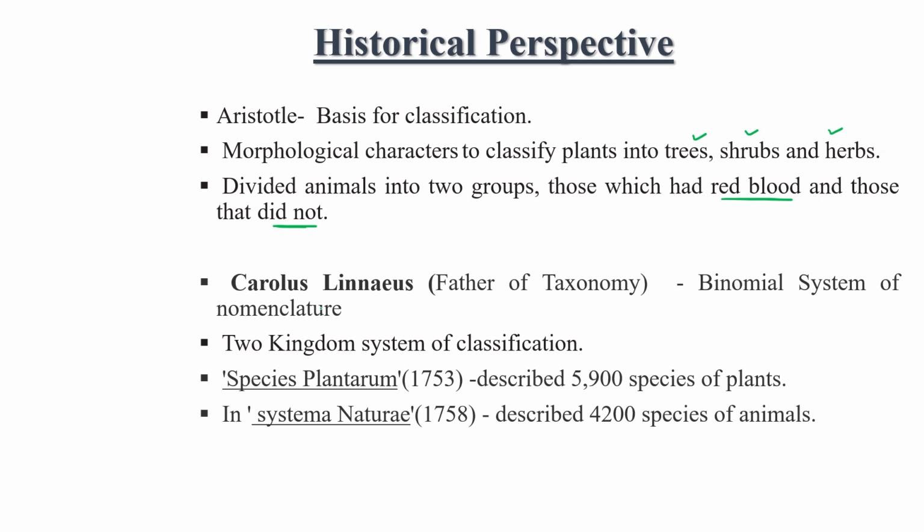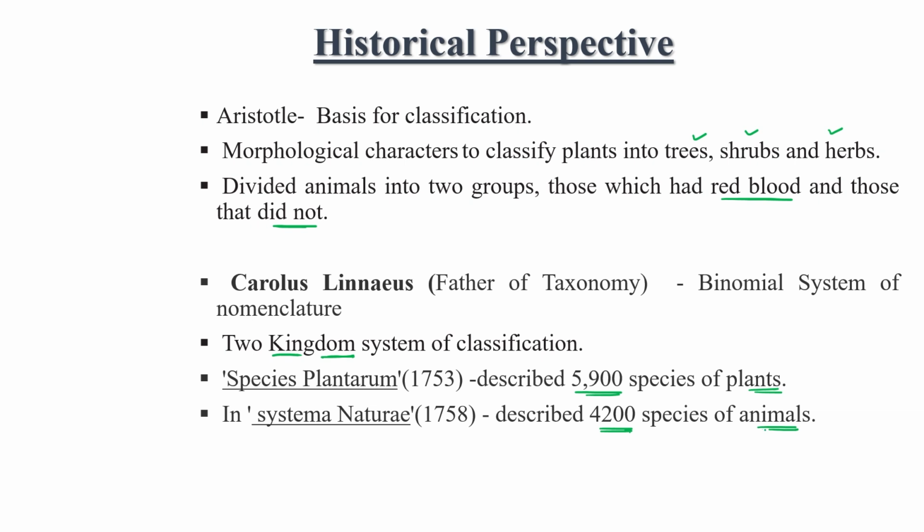But after some time, Carolus Linnaeus, who is popularly known as the father of nomenclature, categorized the whole organism into two kingdoms. In the 17th century, 1753, he was mainly involved in describing 5,900 species of plants in the book Species Plantarum, and in Systema Naturae he described 4,200 species of animals. So Species Plantarum is for plants, and the other book, Systema Naturae, is for animals.